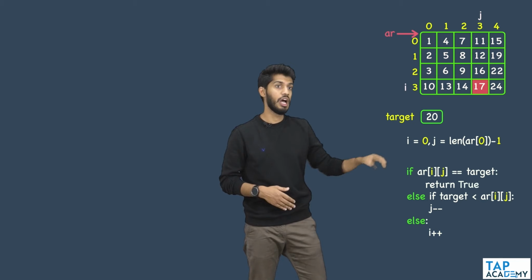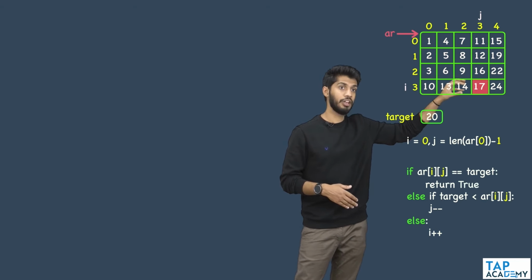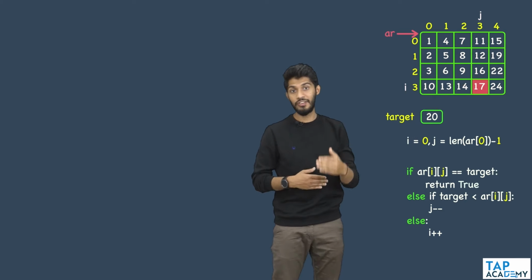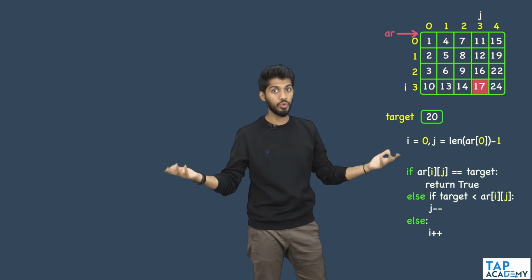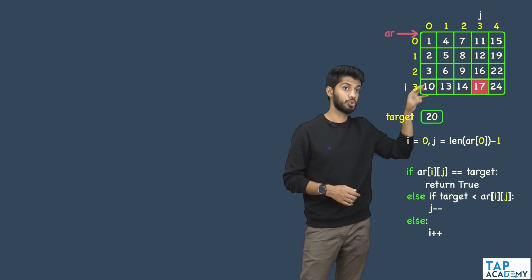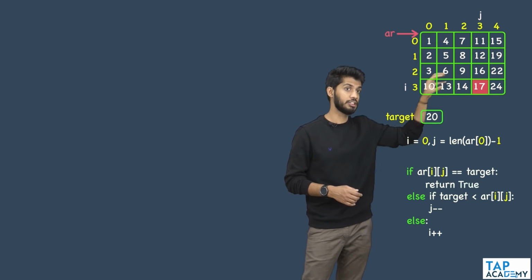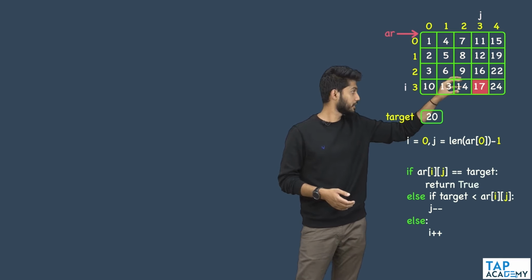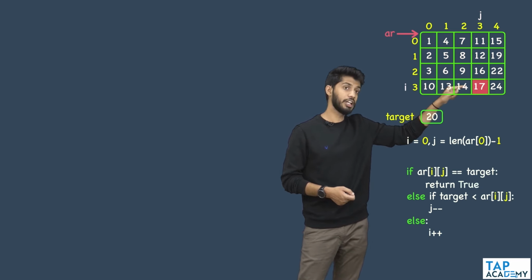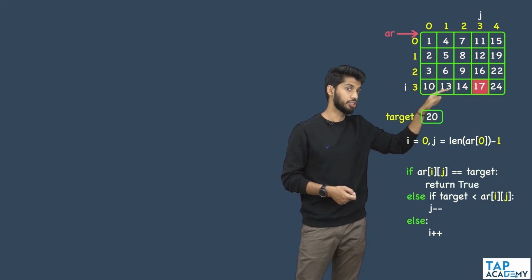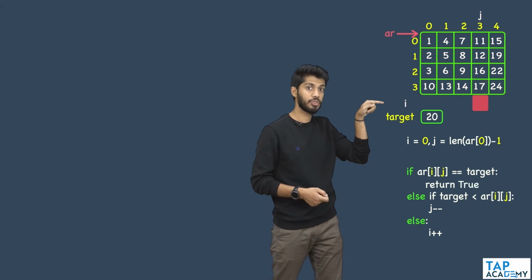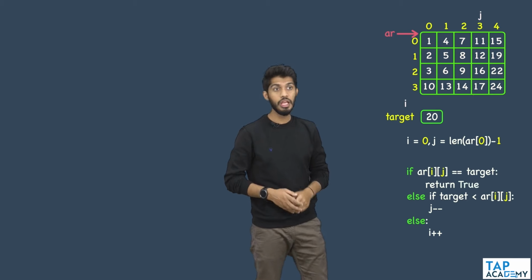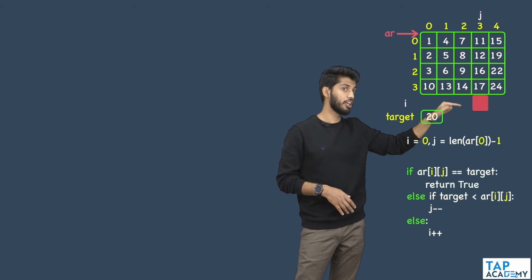Next, I'll check whether this is the element that I picked. i value is 3, j value is 3. So the element is 17. So I'll check, is 17 equal to 20? No. So I need to check, is 20 smaller than 17? So target is less than AR of ij. No, it's not. So it is definitely greater. If it is greater, it's definitely not on the left side. The element is not on the left side, but it's below this. So I will go below this. So the value of i will actually cross 3. The value of i becomes 4. Now once the value of i reaches over here, you definitely know there is no element over here.